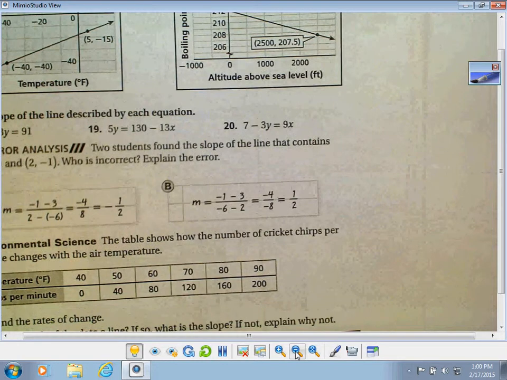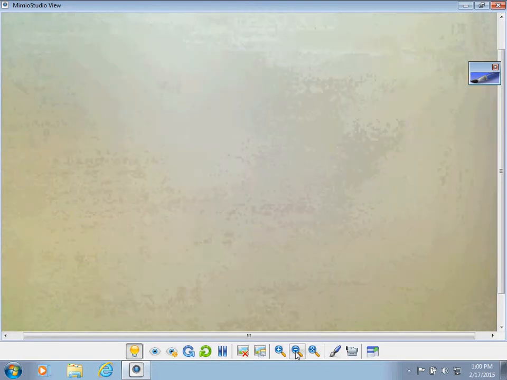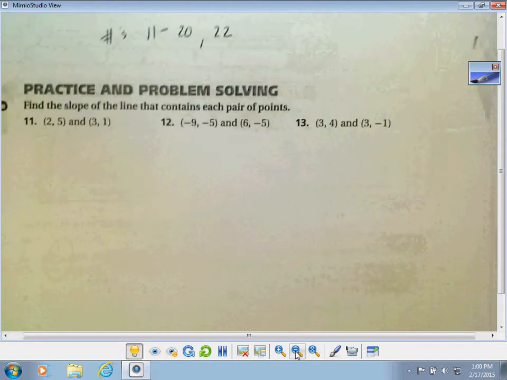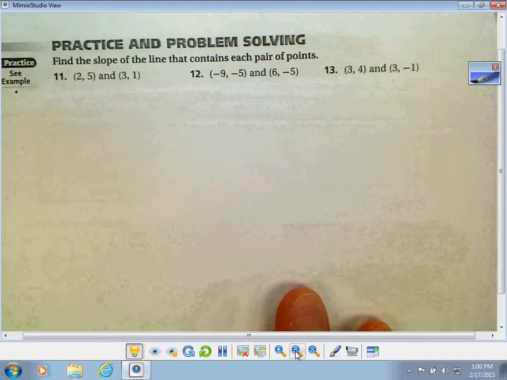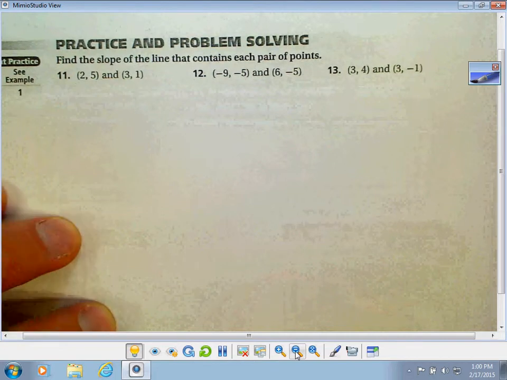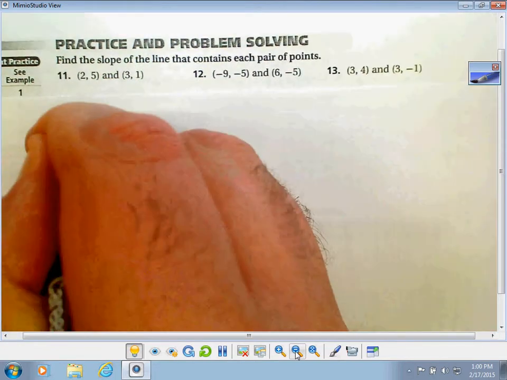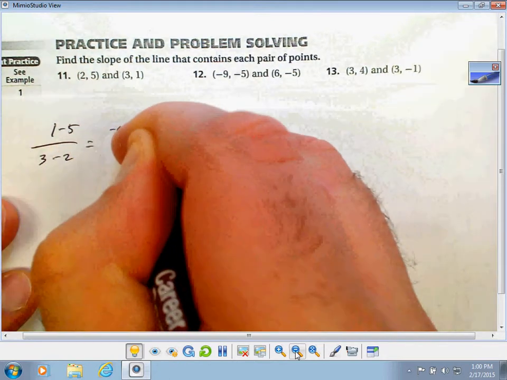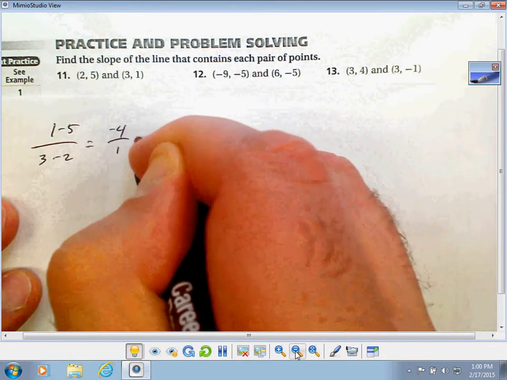Okay, so for the back side of this, we'll go a little bit quicker through some of these because they are very repetitive. And so 11, 12, and 13 again are just the same type with some more practice with points. So this first one will be 1 minus 5 over 3 minus 2. That's negative 4 over 1, or just negative 4.